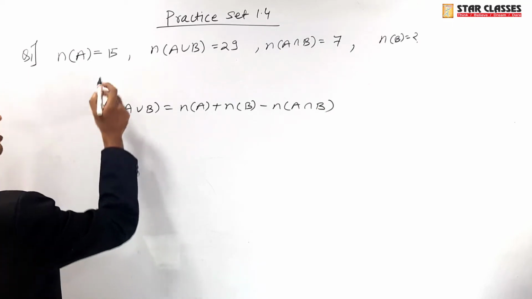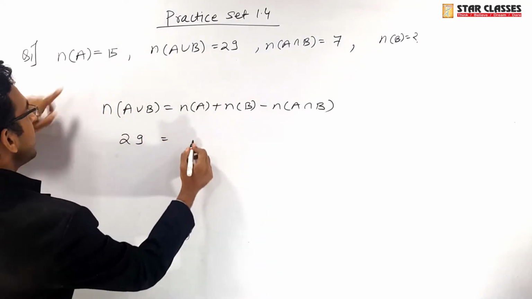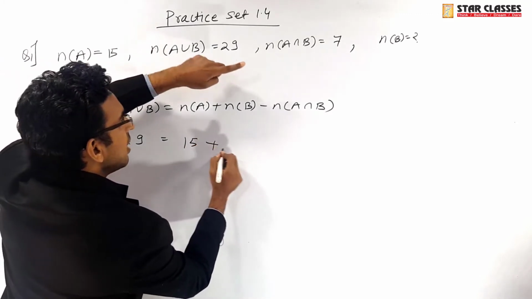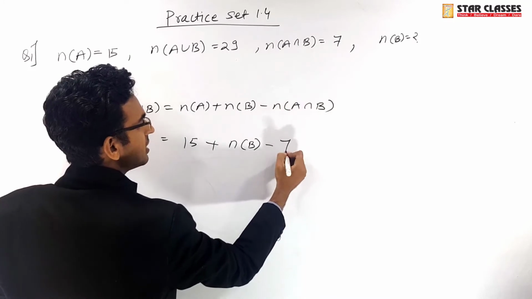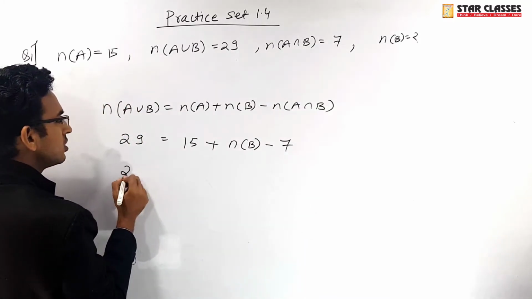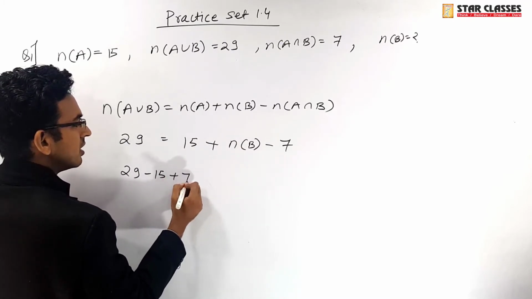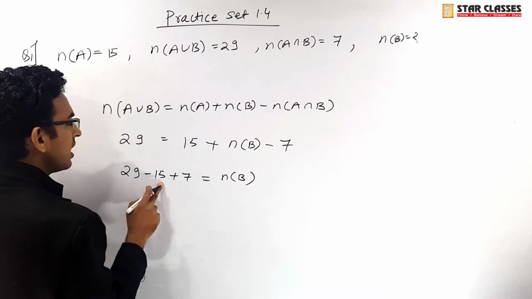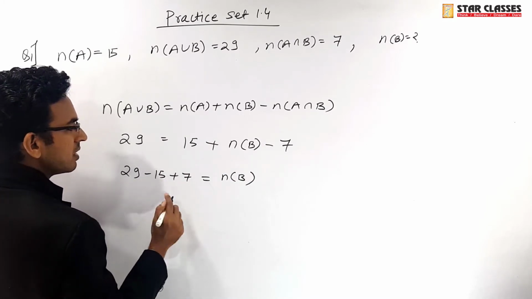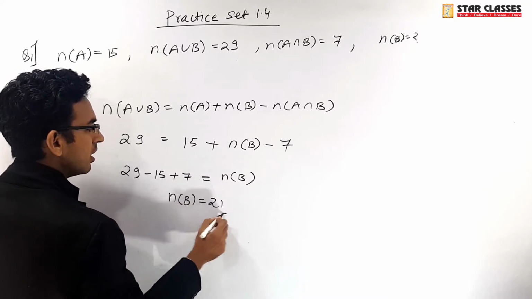So we'll put the values. N of A union B is 29, n of A is 15, n of B we don't know, so we'll write it as it is. N of A intersection B is 7. So this is 29, 15 comes to this side and becomes negative, and 7 comes to this side and becomes positive. This is n of B. So 29 minus 15 is 14, 14 plus 7 is 21. So n of B is equal to 21.